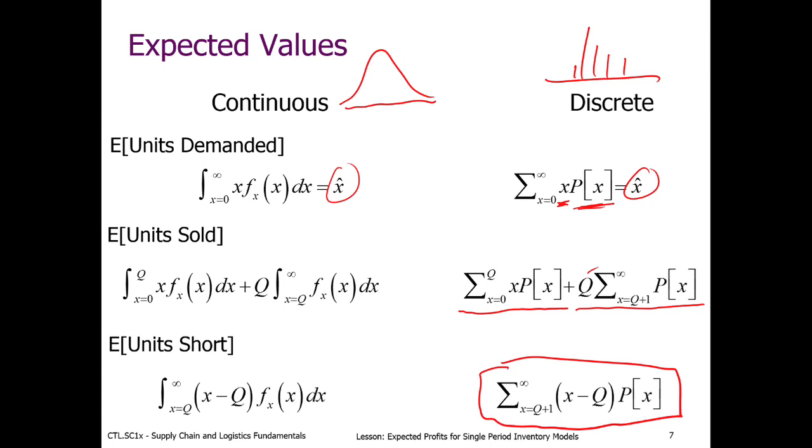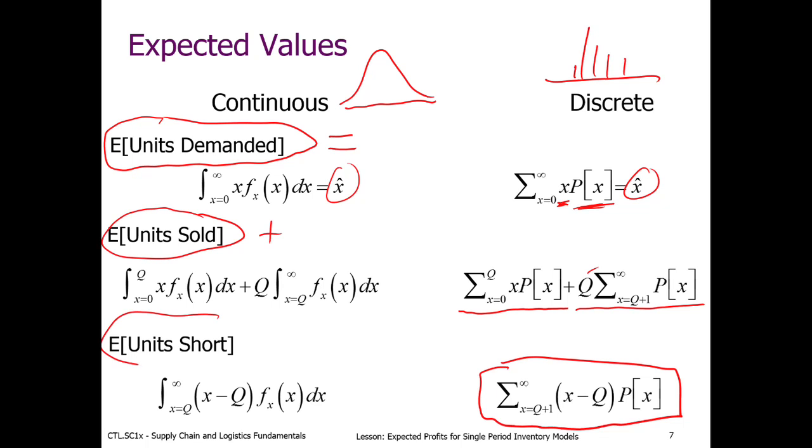What I want you to think about, though, is that these are all related. So I can think of my expected units demanded as being equal to my expected units sold plus my expected units short. So look at the terms, and convince yourself that it's true. Expected units demanded is going to be equal to two components: one is the expected units sold, plus the expected units that I'm going to be short.